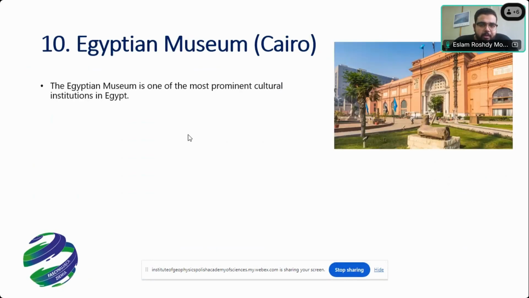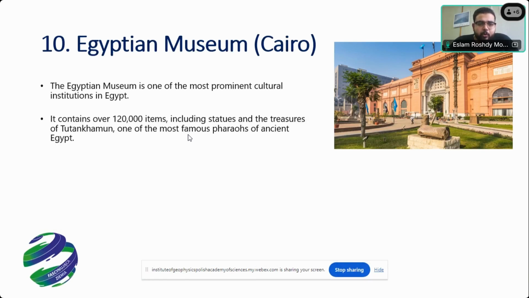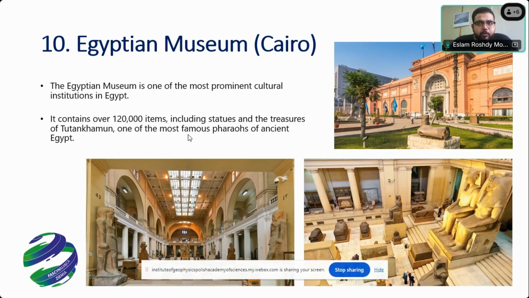Number 10, and the last one, the Egyptian Museum in Cairo, is one of the most prominent cultural institutions in Egypt. It contains over 120,000 items, including statues and the treasure of Tutankhamun, one of the most famous pharaohs of ancient Egypt.